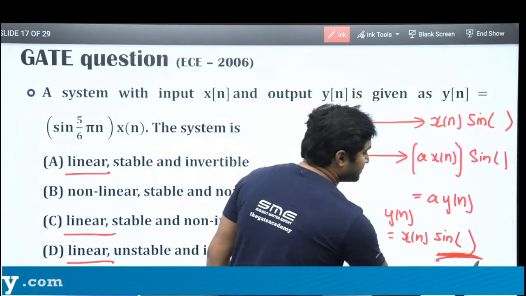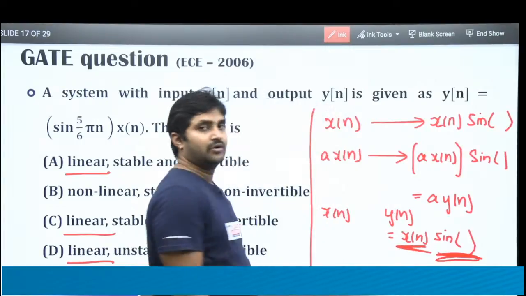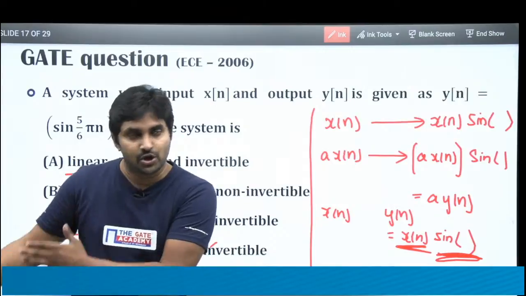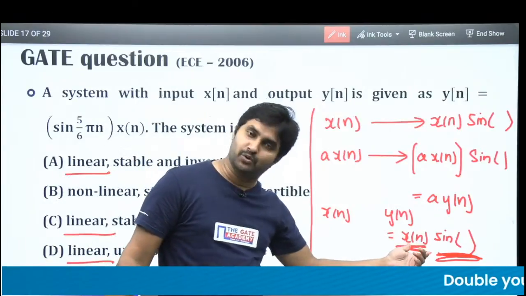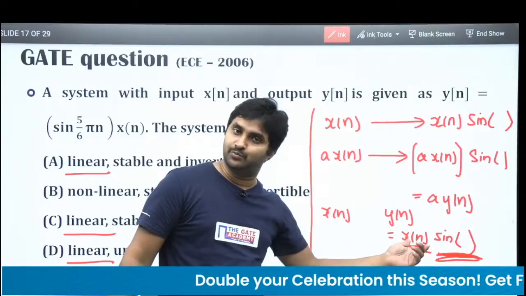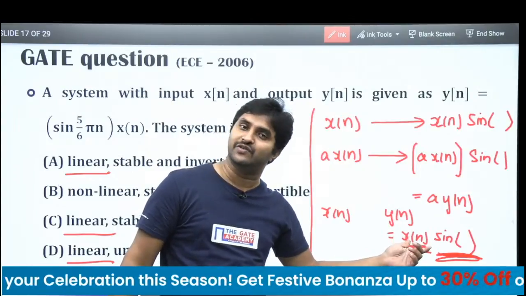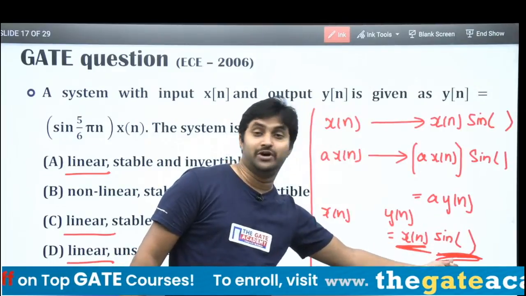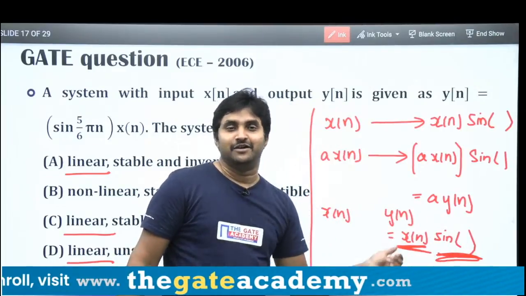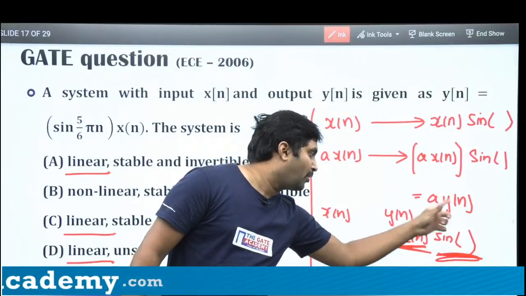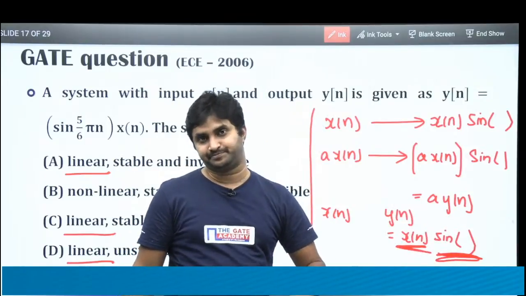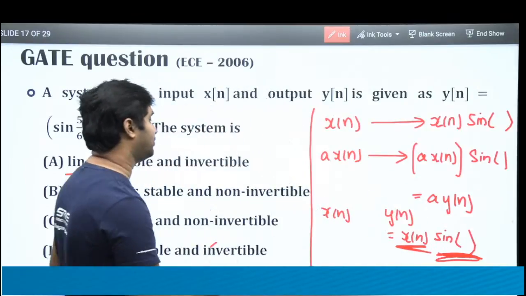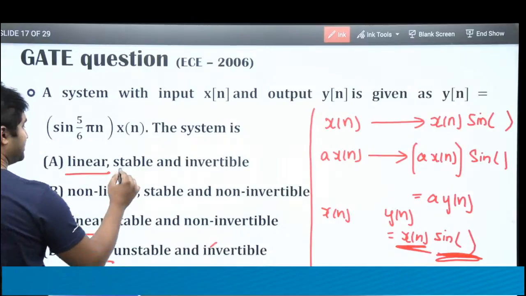When you are checking the stability, bounded input leads to bounded output. So you have to ensure that your input is bounded in nature. That is how you check the stability of the system. Bounded input multiplied by a bounded function leads to bounded output. So both are bounded, which means the output is also bounded. The system is stable. This is correct.